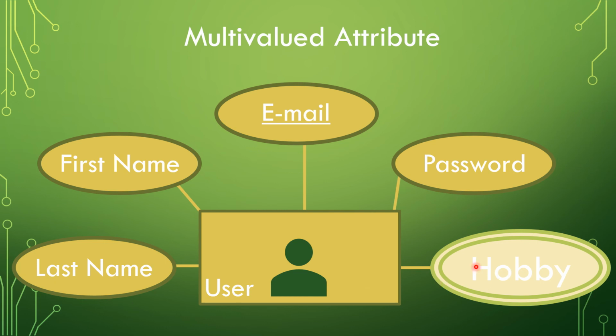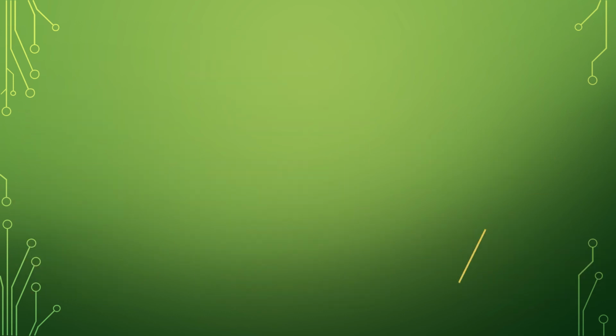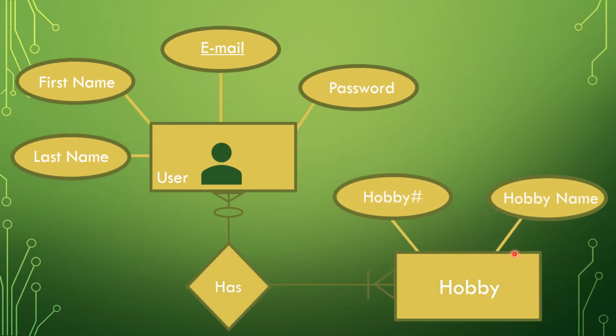Multi-valued attributes are usually modeled differently in a relational database model. When an attribute is identified to be multi-valued, it is usually modeled like this. The multi-valued attribute hobby is removed as an attribute of the original entity, which is the user, and is made into a separate entity type, and a relationship "has" is established.